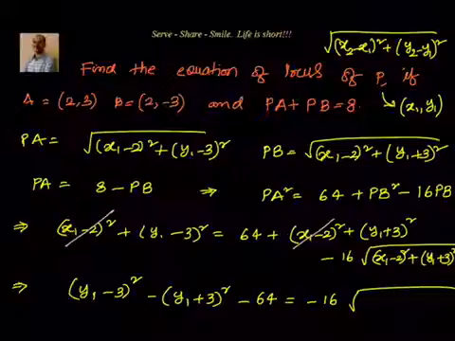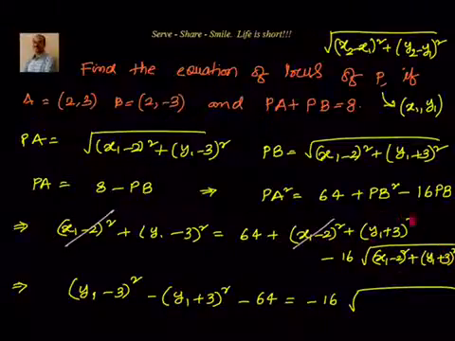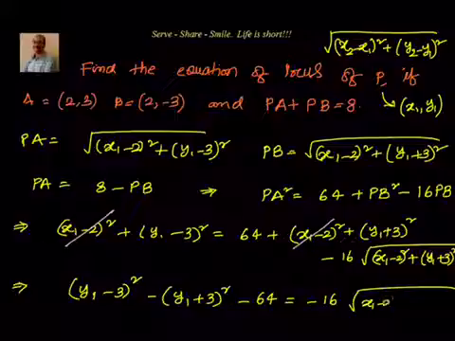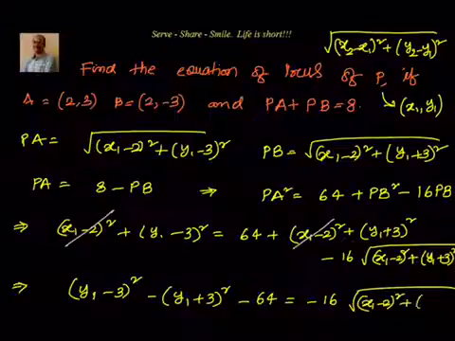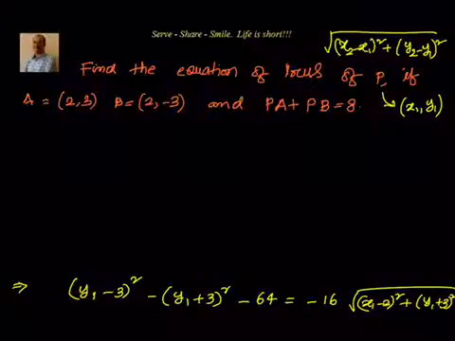so the point is very simple. We just want to keep only the root here, remaining whatever is left out we want to move to the left hand side. So 16 into square root of (x1 minus 2) whole square plus (y1 plus 3) whole square. Let's go to the next step. The next step will be, we have (a minus b) whole square minus (a plus b) whole square.